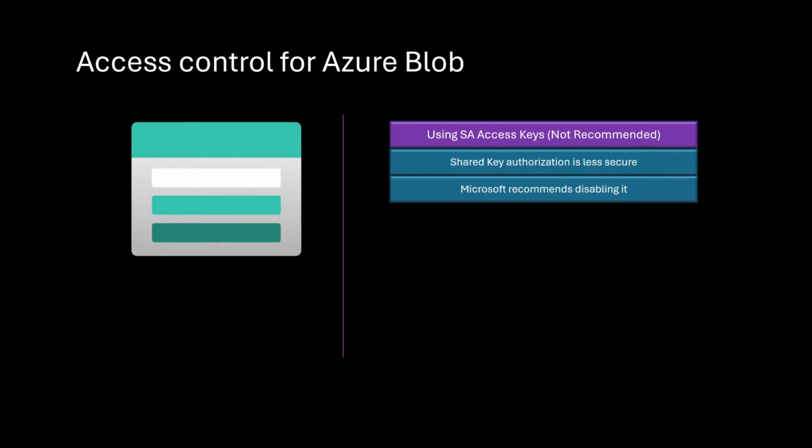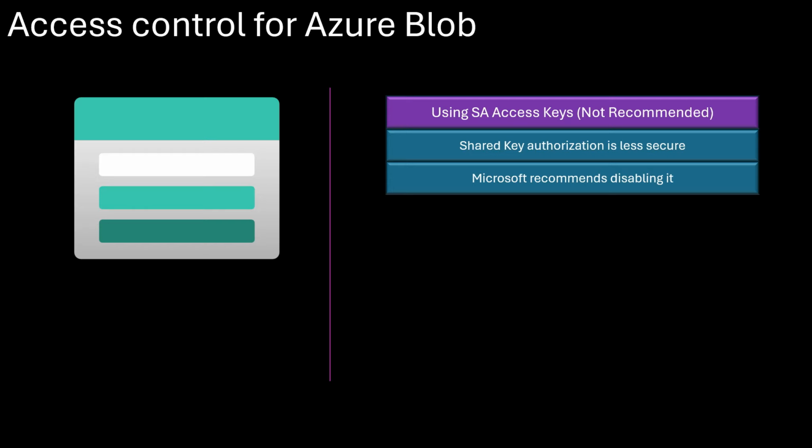By default, every Azure storage account has two access keys. These keys grant full access to your storage account, so using them directly is discouraged. If your Azure role includes the permission listKey on the storage account, you can retrieve and use the account keys. However, shared key authorization is less secure, and Microsoft recommends disabling it in production environments to prevent unauthorized access.